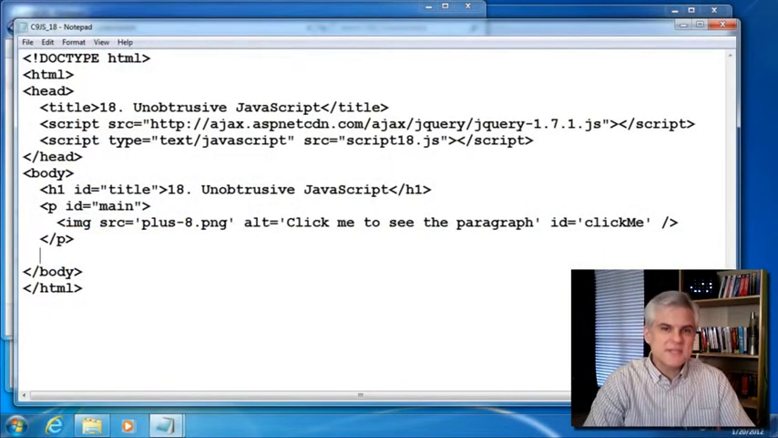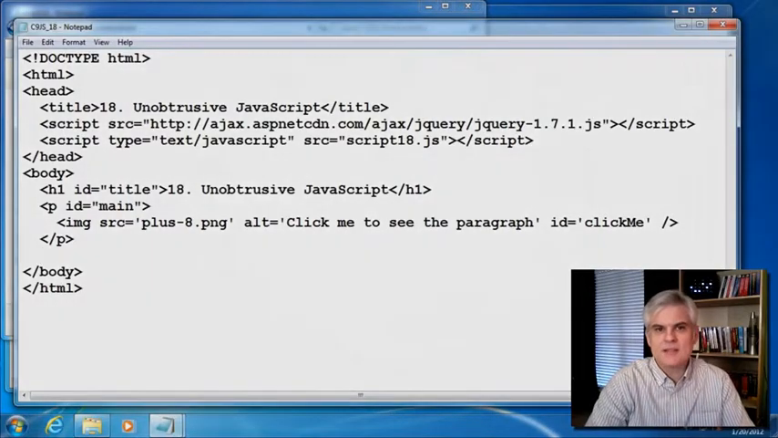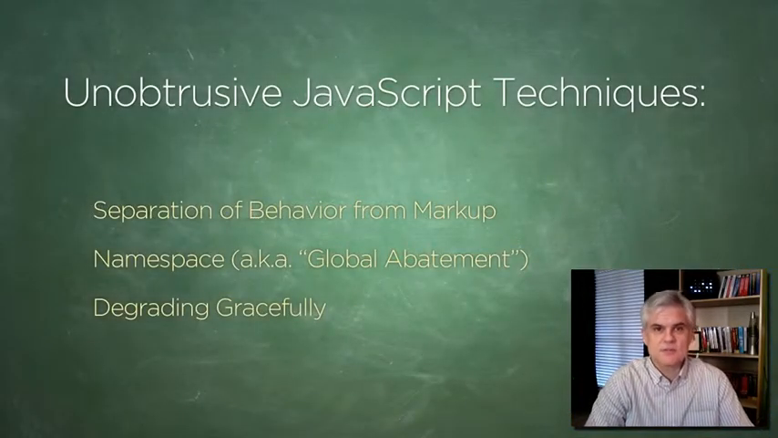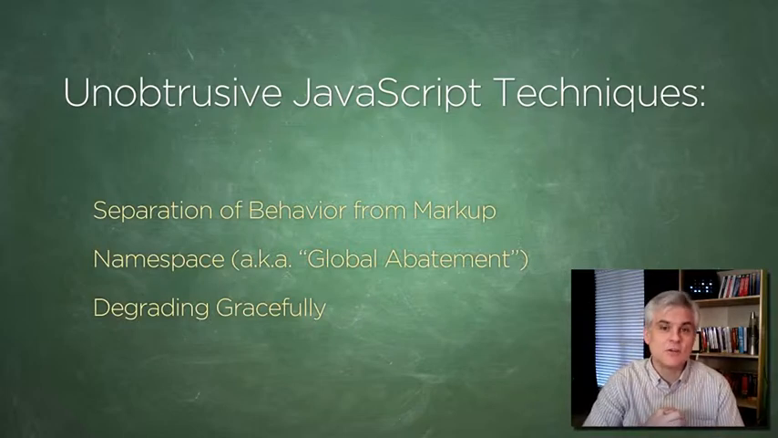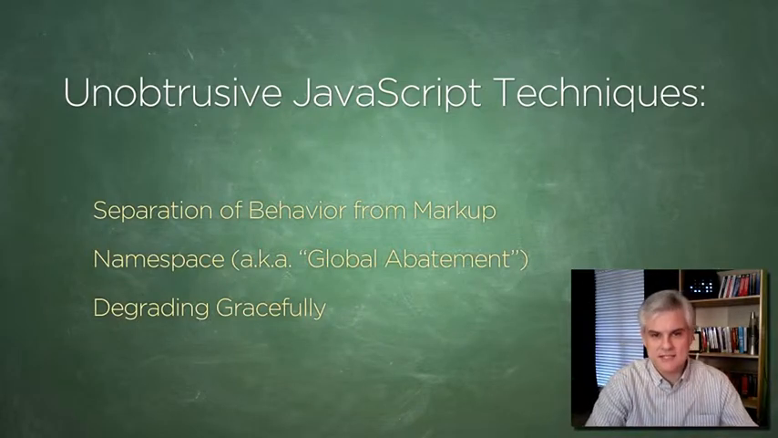So there are some basic techniques that have been developed through the years to achieve these principles, and we're just going to look at 3 of them. There might be a few more, but these are the easiest ones we can apply at this point in our knowledge of JavaScript. There's separation of behavior from markup. There's namespaces, also known as global abatement, and then degrading gracefully, which we'll look at the very end.